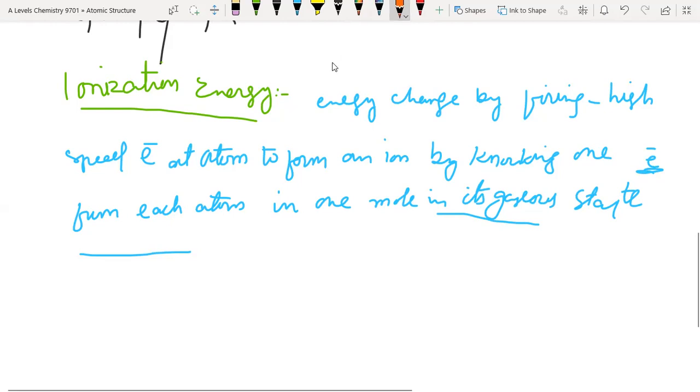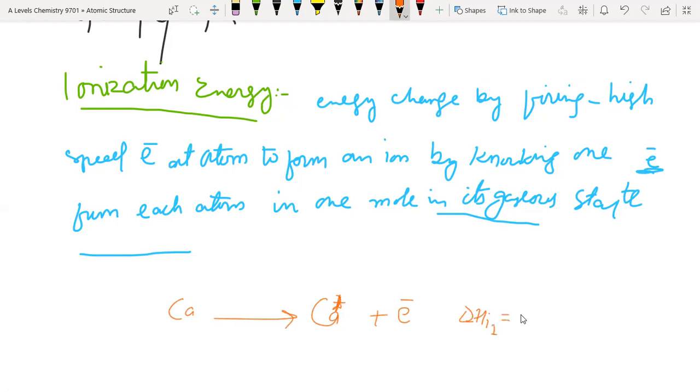For example, the minimum amount of energy required by calcium metal, or calcium atom, to become a calcium unipositive ion, calcium positive ion, with the loss of one electron. First ionization energy, delta H first, is equal to 590 kilojoules per mole.